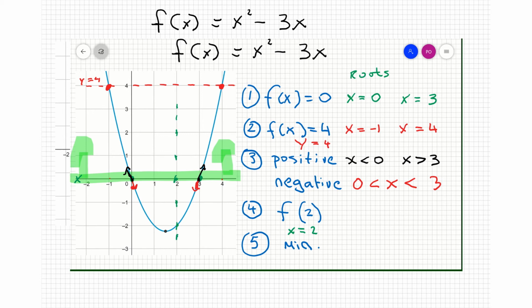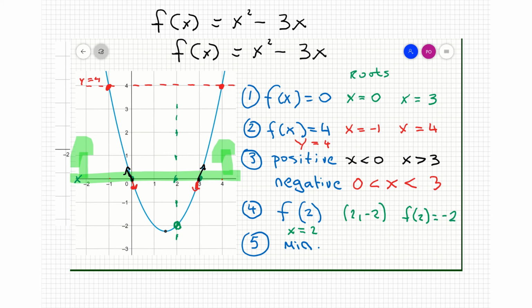So we want to know where the graph meets x = 2. And it meets it here at this point. So that point is (2, -2). Okay, so there's your coordinate. And the answer is f(2) = -2.